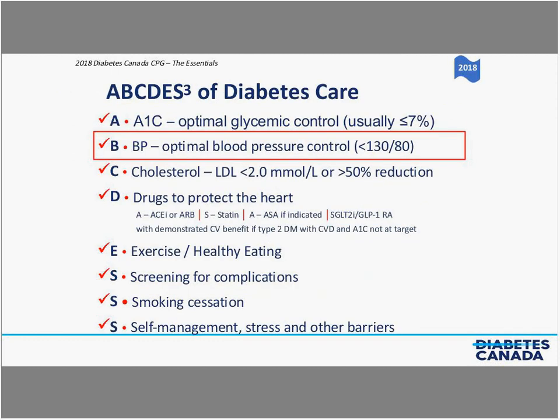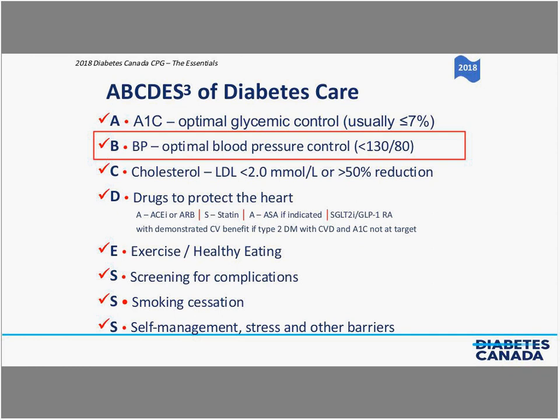Blood pressure control. They've decided not to change the guidelines from last time with regards to optimal blood pressure in type 2 and type 1 diabetics. It's still less than 130/80. It's interesting that the American Diabetes Association did change their blood pressure targets to 140/90 or less. Canada has stuck with 130/80 or less. And they provide their rationale for that in the guidelines.